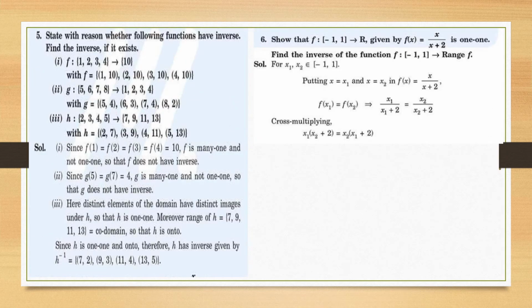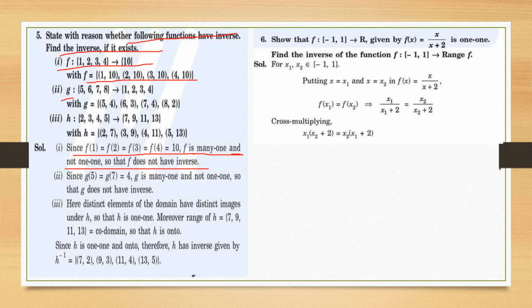State with reason whether the following functions have inverse. Now find the inverse if it exists. F is mapping from 1, 2, 3, 4 to 10, and it is like 1 to 10, 2 to 10, 3 to 10, 4 to 10. Now you can clearly see that f1, f2, f3, f4 have image 10. So this function is many-one instead of being 1-1. So definitely it has no inverse.